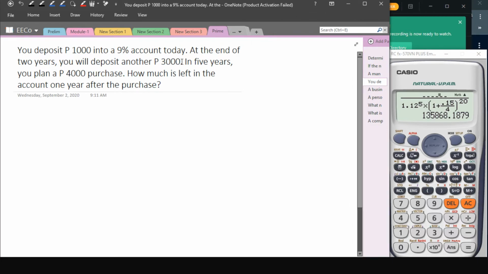Okay. Number 4. You deposit 1,000 into a 9% account today. Anong type of interest yan? That is actual. Okay? Wala siya nakalagay dyan na compounded. At the end of 2 years, you will deposit another 3,000. So, invest ka na invest. At year, nagpasok ka ng pera, lagay mo dito. Baba mo na agad. So, 1K. At the end of 2 years, so 1, 2, nagpasok ka daw ulit ng 3,000.